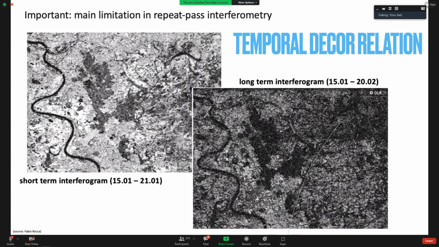So it's basically the main limitation in repeat pass interferometry. The temporal decorrelation is a very huge effect. Depending on the wavelength, the longer the wavelength, the less effect you have, and the stronger the vegetation, the stronger the effect will be.